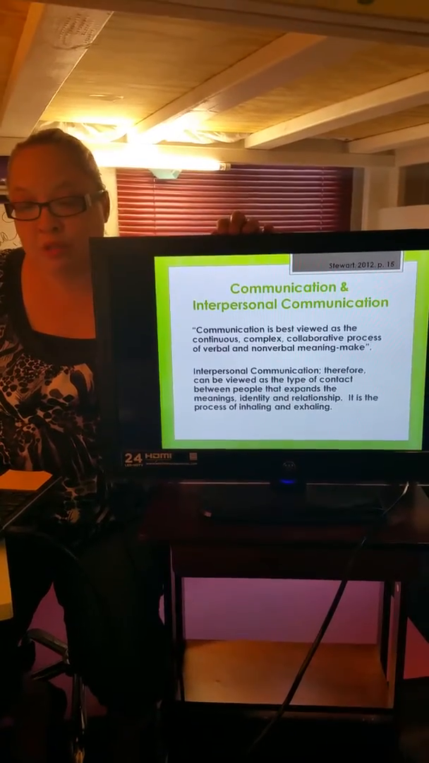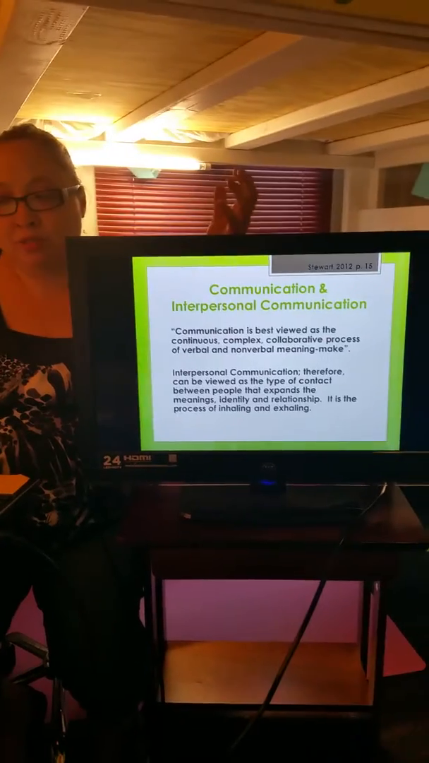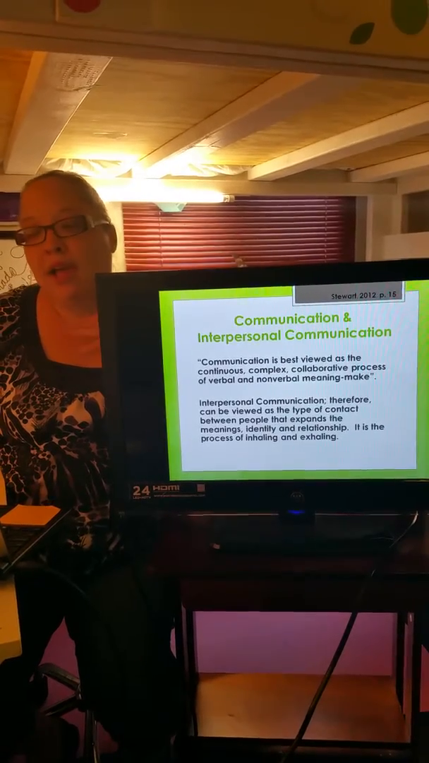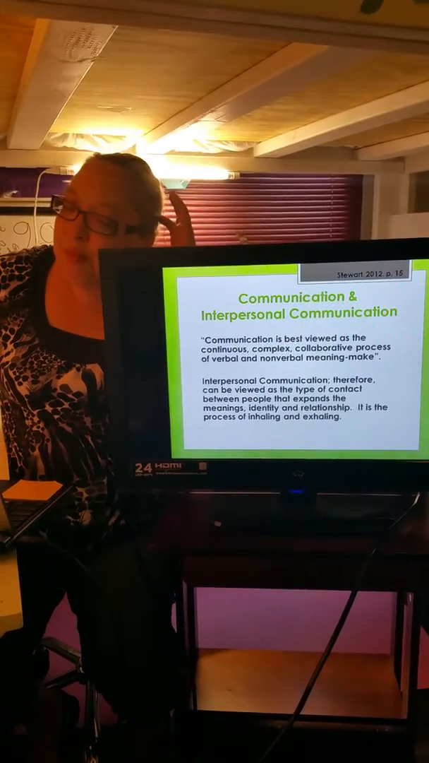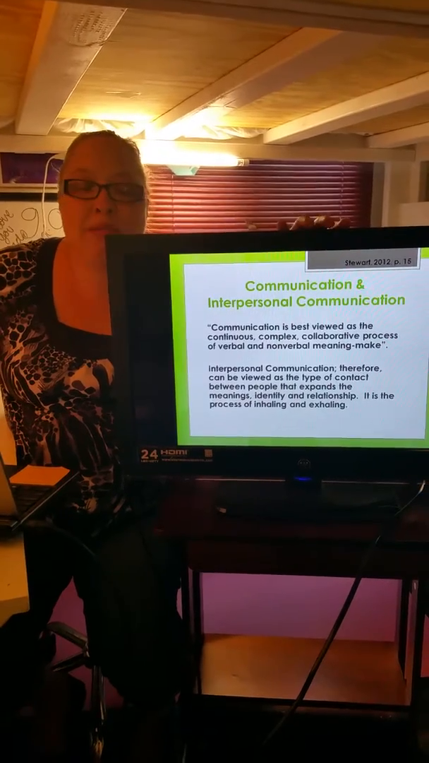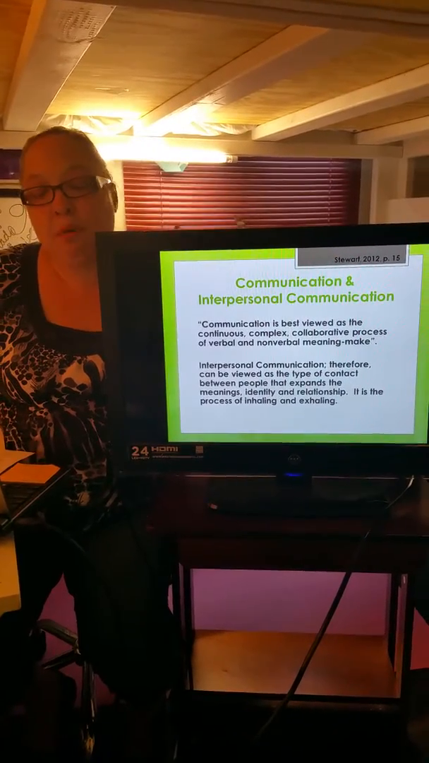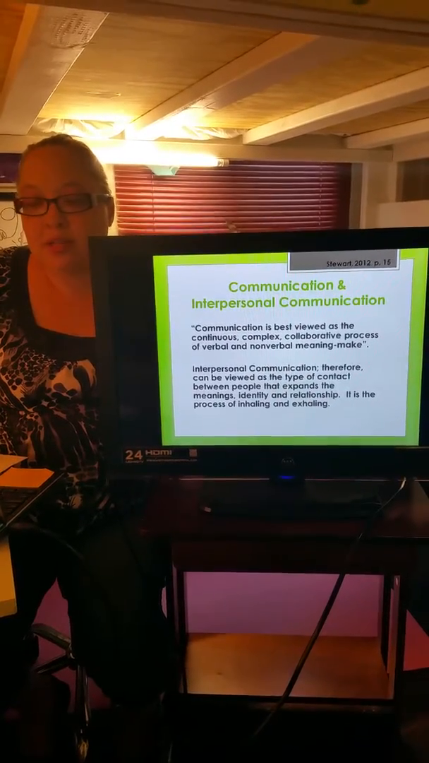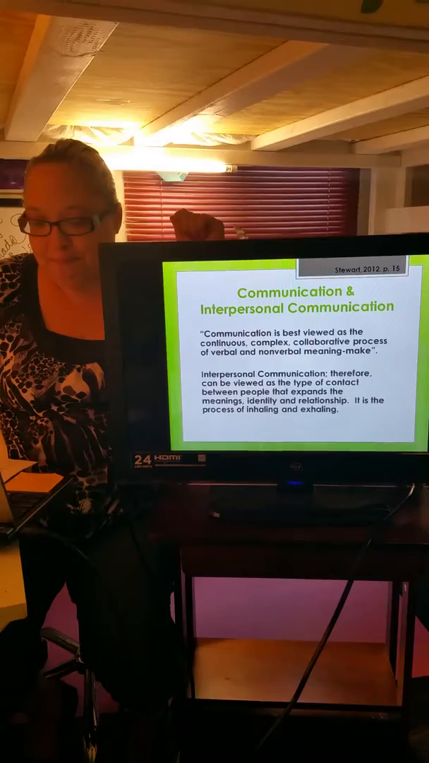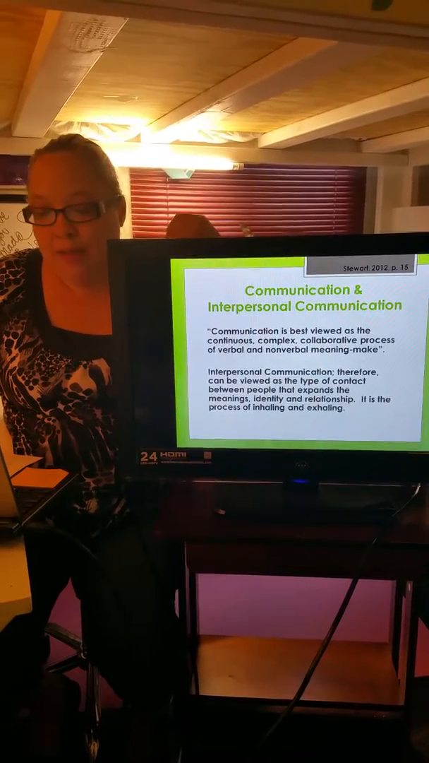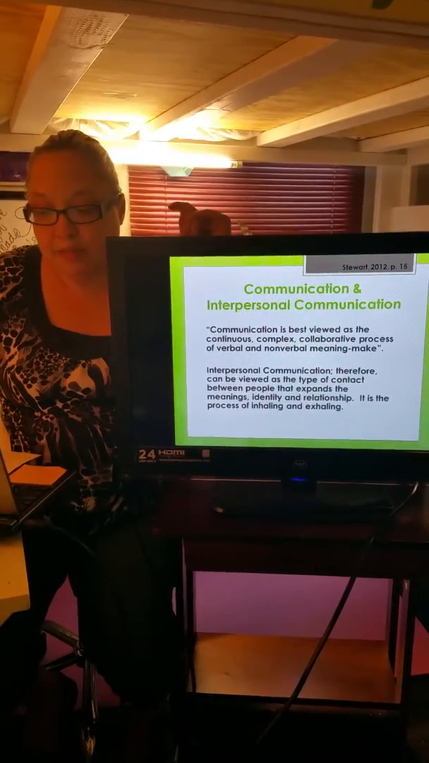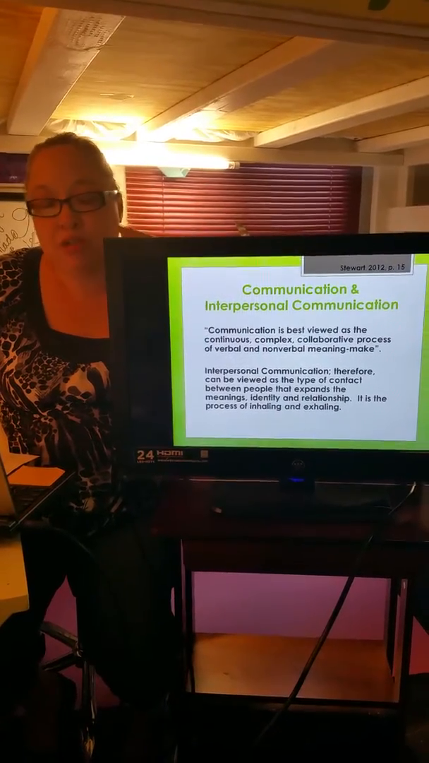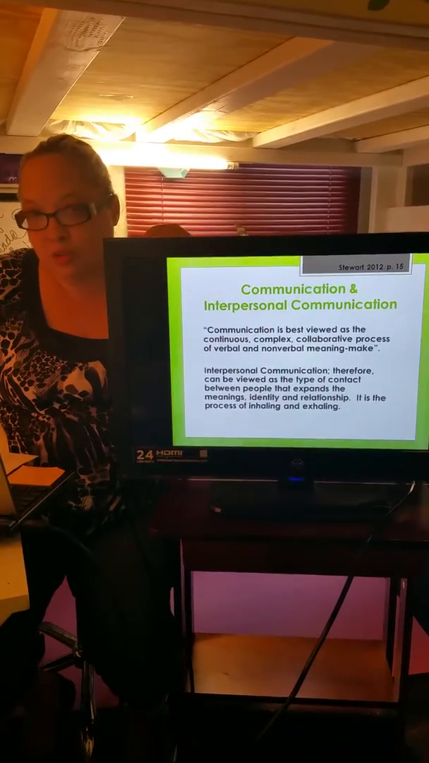Communication and interpersonal communication is best viewed by Stewart as a continuous, complex, collaborative process of verbal and nonverbal meaning making. Interpersonal communication, therefore, can be viewed as a type of contact between people that expands the meanings, identity, and relationship. It is the process of inhaling and exhaling. Also, I read an article titled Psychological Perspectives on Interpersonal Communication, and it had an interesting statement: interpersonal communication is intentional communication.